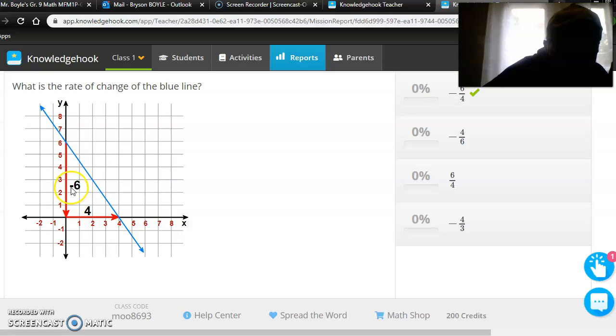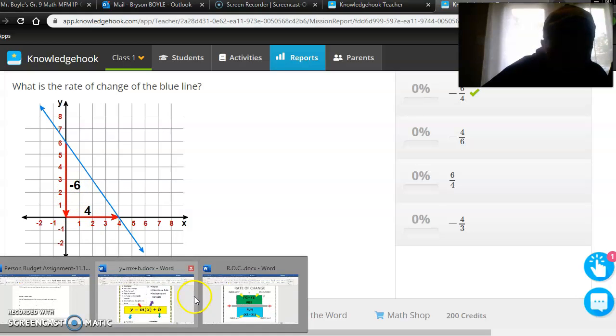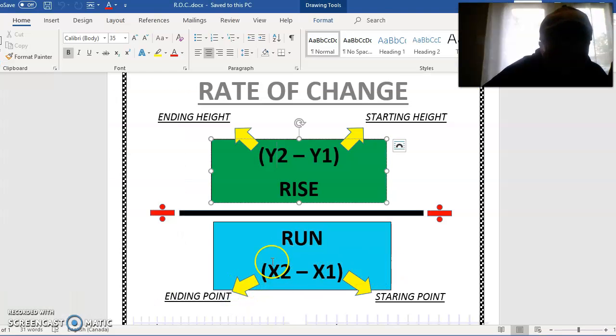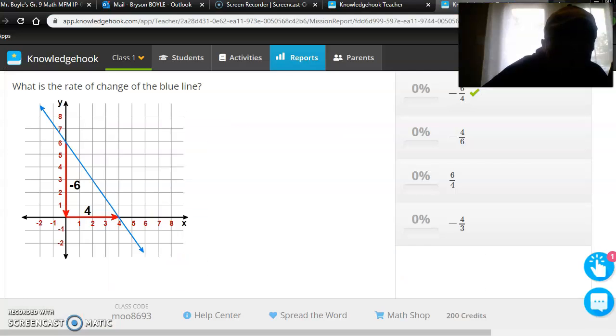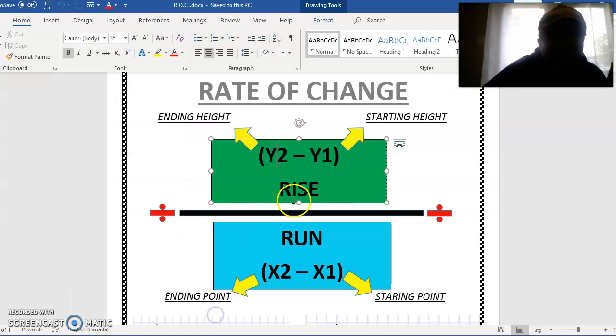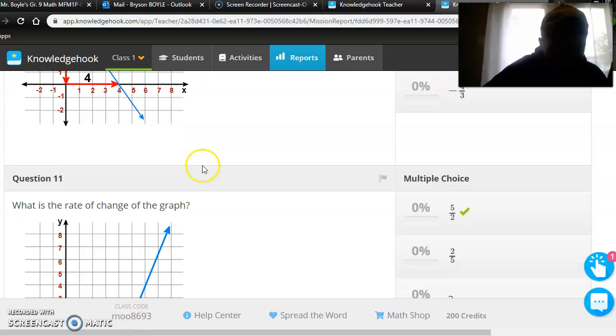It's -6, right? Over run, run is the change in starting point and end point. So in this example, it starts at 0, goes to 4. It goes over 4. So -6 is the rise, over 4 is the run. So -6 over 4 would be the rate of change, right? Because all you got to do is put rise over the run. That's it.